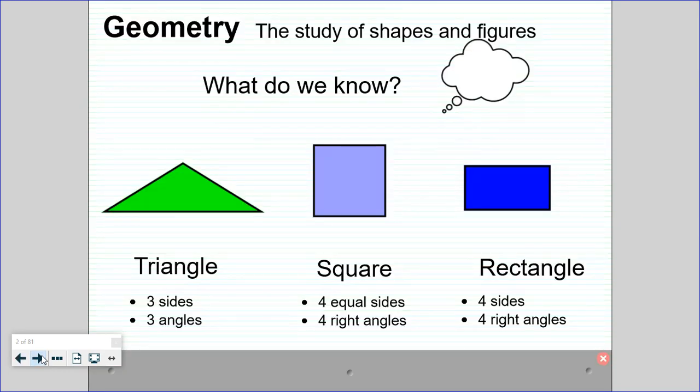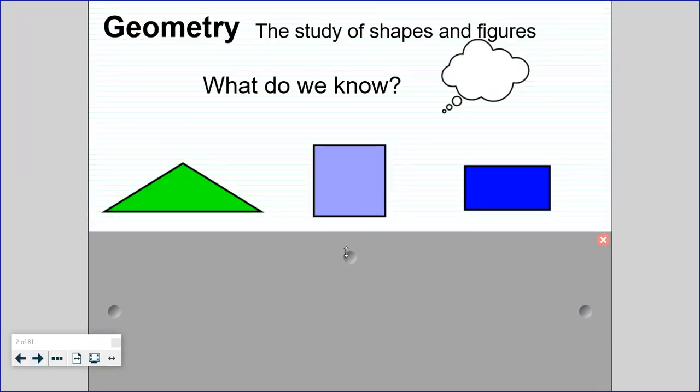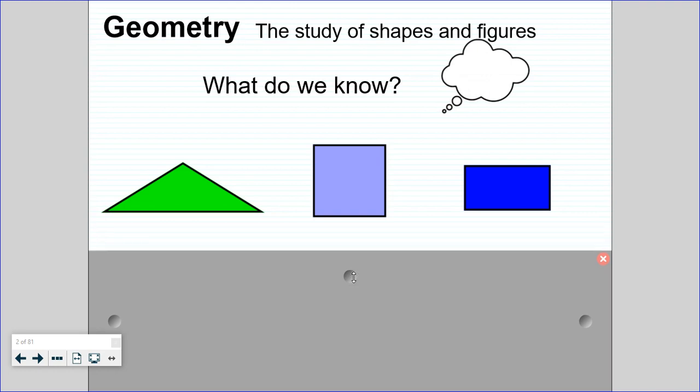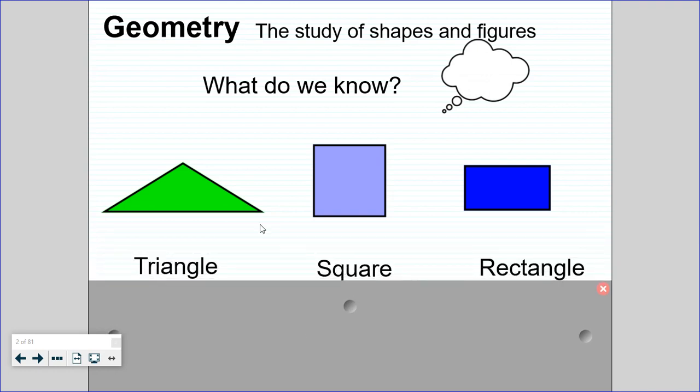So let's get started. Let's look at these three shapes, and I bet when you look at these, you know what the shapes are without me even telling you. And the reason you know is because you are automatically checking the attributes of the shapes. So think to yourself, what names would you give these three shapes? Hopefully you said triangle, square, and rectangle. This is a triangle, and this is a square, and this is a rectangle.